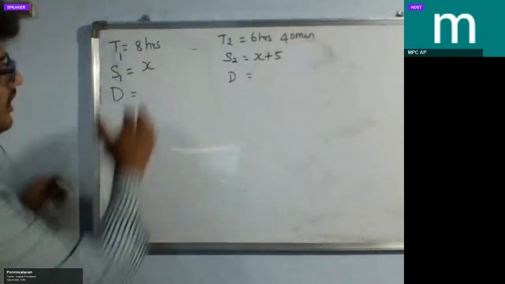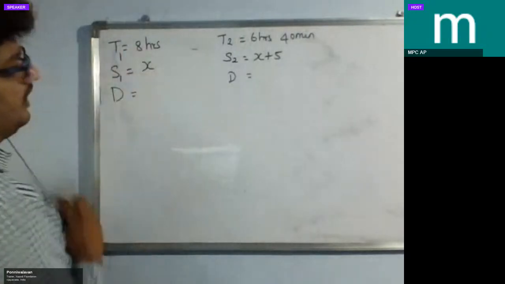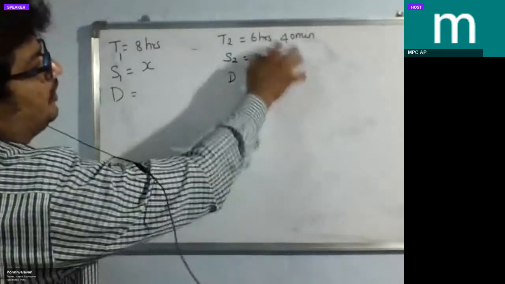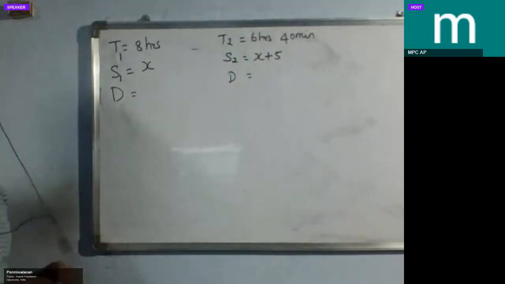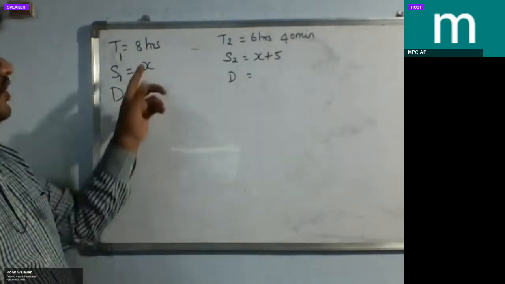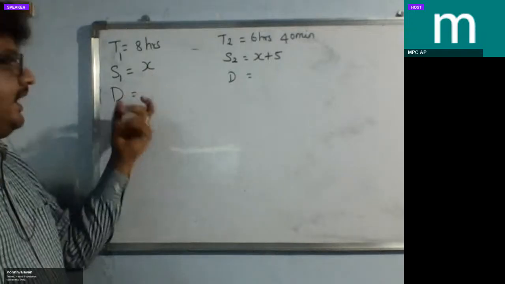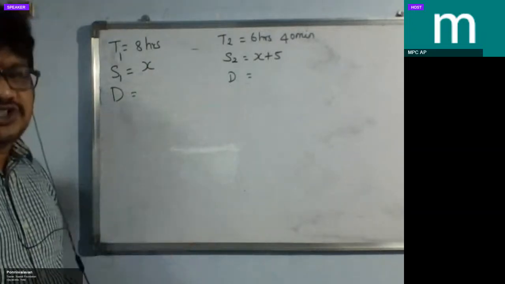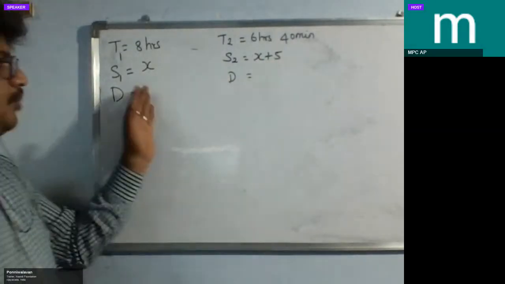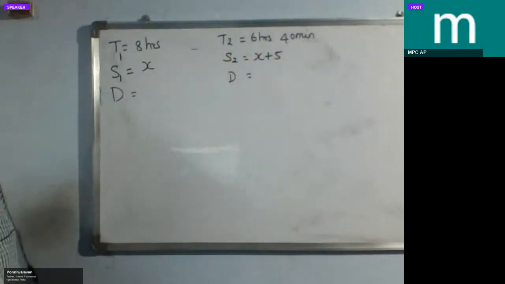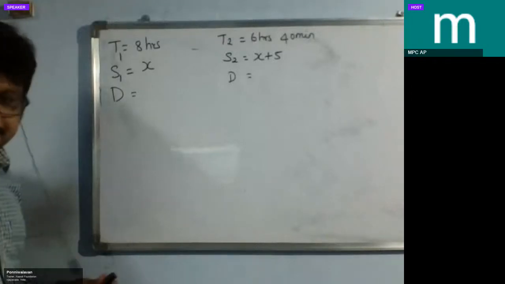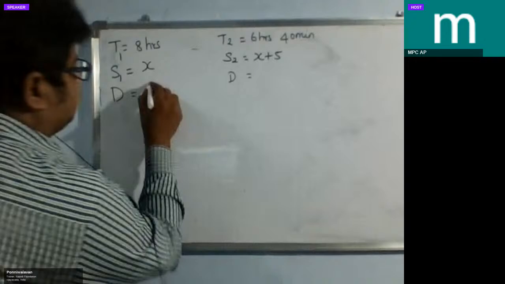So what is the thing? If it travels at x kilometers per hour, it reaches the destination in 8 hours. If it travels at x plus 5 kilometers per hour, it reaches the destination in 6 hours 40 minutes. Find its original speed. So they are asking the x value. What about distance? We don't know the distance. In both cases, is the distance the same or different? Same, in both cases it is the same.